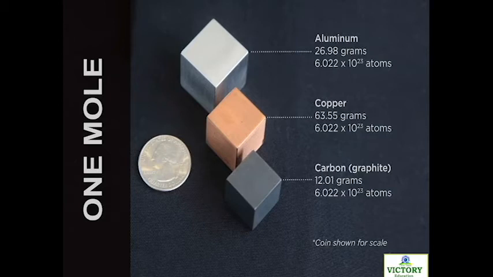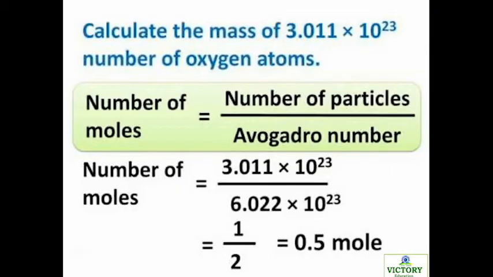We use Avogadro's number in chemistry calculations, so let's see how a problem is dealt with. Let's calculate the number of moles in 3.011 times 10 to the power of 23 oxygen atoms. We know that the number of moles is equal to the number of particles divided by Avogadro's number. So the number of moles is 3.011 times 10 to the power of 23 divided by 6.022 times 10 to the power of 23, which is 1 by 2, that is 0.5 moles.